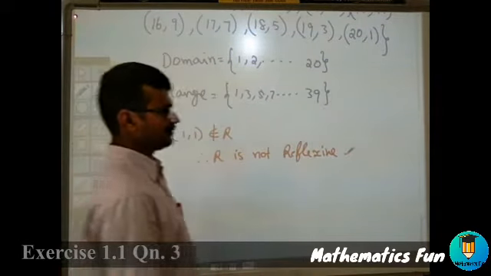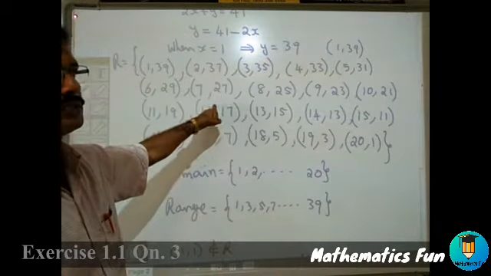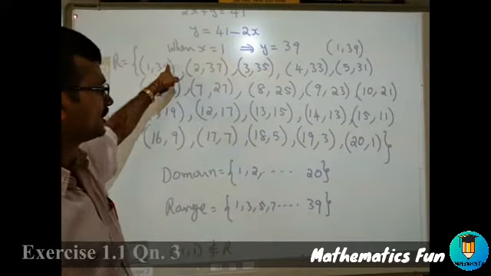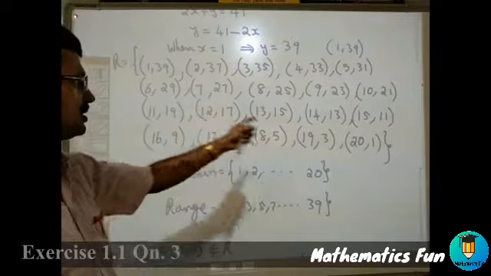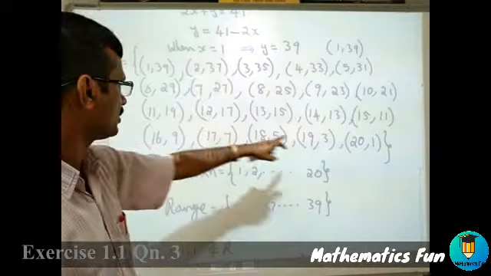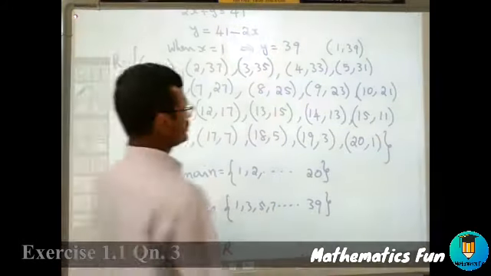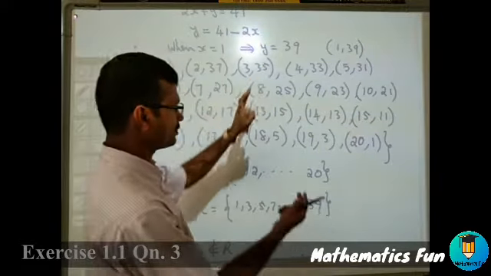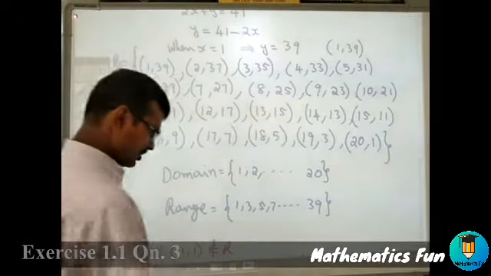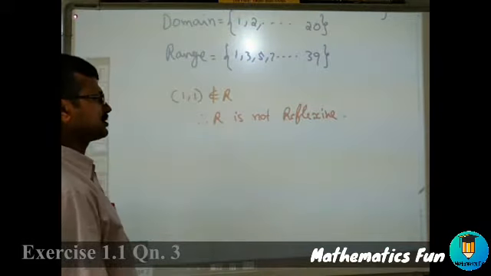Now the next one, whether it is symmetric or not. We know symmetric means if x is related to y, then y must be related with x. See here (1, 39), then we need (39, 1). Is there a (39, 1)? There is no (39, 1). So therefore this is not symmetric. Even for (3, 35), we need (35, 3). Even for (2, 37), we need (37, 2). There is no such element. So we can say it is not symmetric.